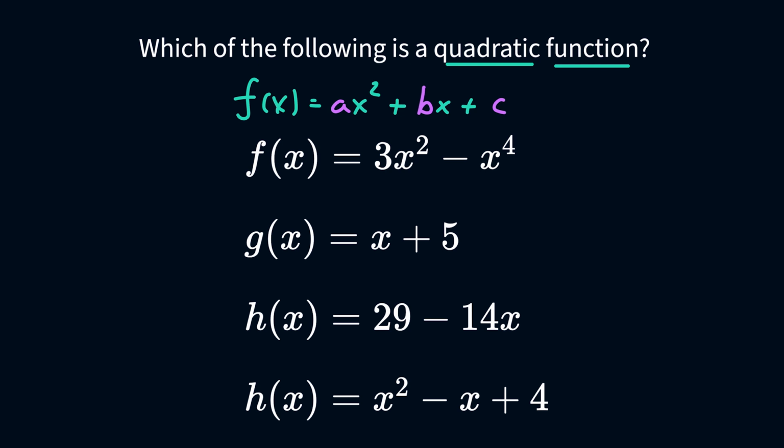However, the first one has an x to the 4th power. Ooh, no good. Quadratic functions only go up to x squared. You cannot have a higher power of x than 2. This turns out to be something known as a quartic function. Fun to say. Quartic. Quartic.